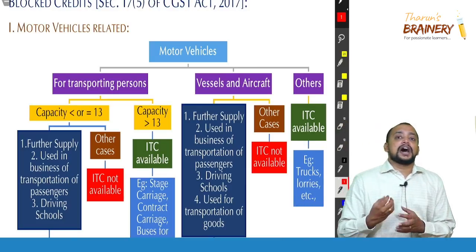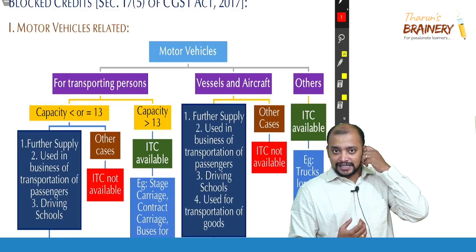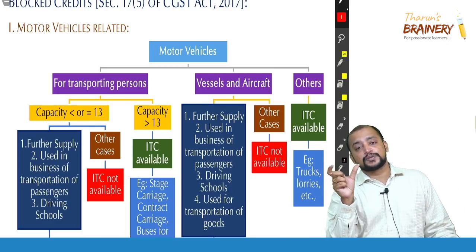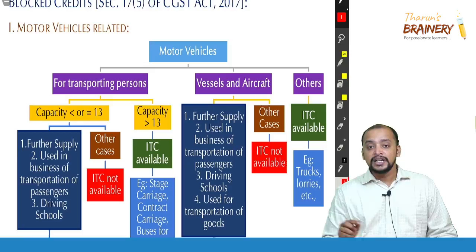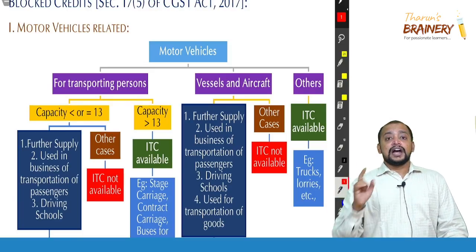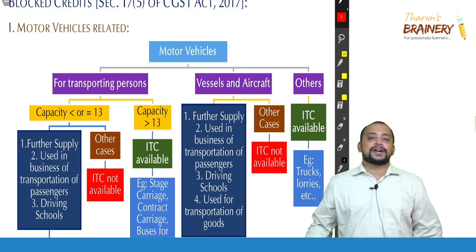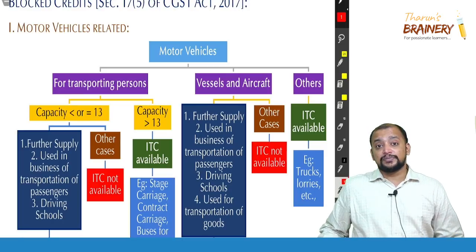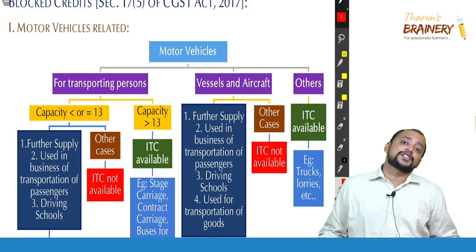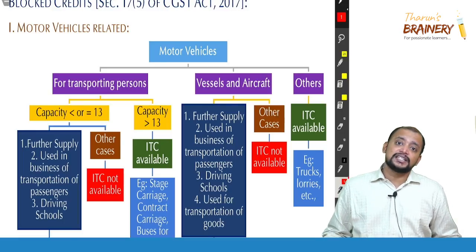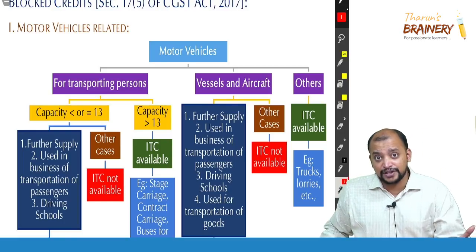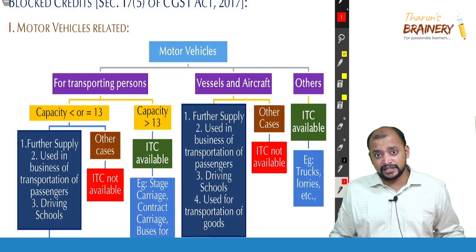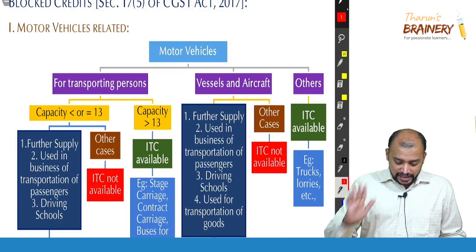For example, a travel agency purchased a car for the purpose of transportation of passengers. First of all, it is a car used for transportation of persons, the capacity does not exceed 13, and it comes under the exception of being used in the business of transportation of passengers. Therefore, ITC is available. Why? ITC is available if it is used in the business of transportation of passengers. So they are purchasing it, and are they using it in the business of transportation of passengers? If yes, ITC is available. If they are not using it in the business of transportation of passengers, ITC is not available.